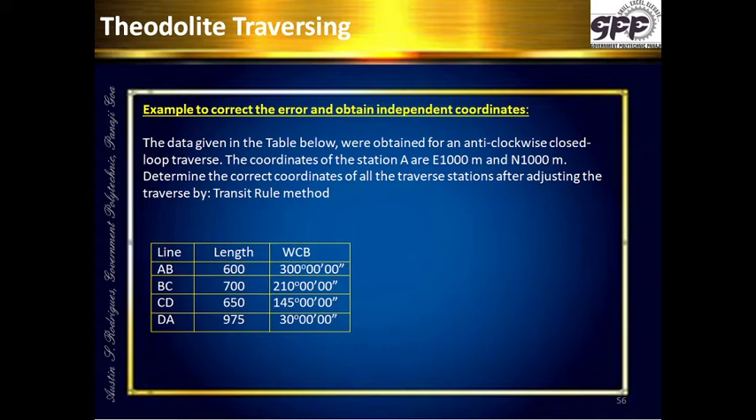We have to first verify if there is any closing error, and if there is any closing error, we need to rectify the closing error by using the transit rule and then go ahead and find the independent coordinates. So let us go ahead.